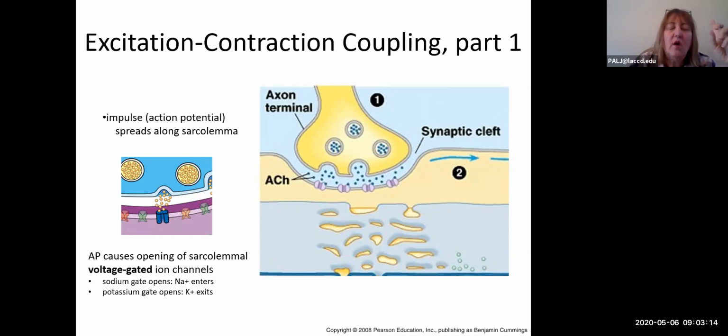So in addition to those ligand-gated cholinergic receptors, where sodium could enter and potassium can exit, we also have sodium gates where only sodium can enter and potassium gates where only potassium can exit. Both of those gates are voltage gated. So as this action potential diffuses away from where it originated, the change in voltage is going to be causing the opening of these voltage gated ion channels on the sarcolemma away from the motor end plate.